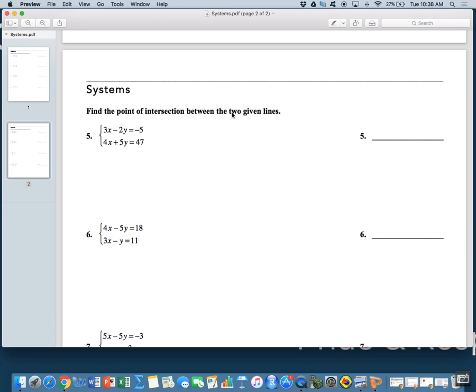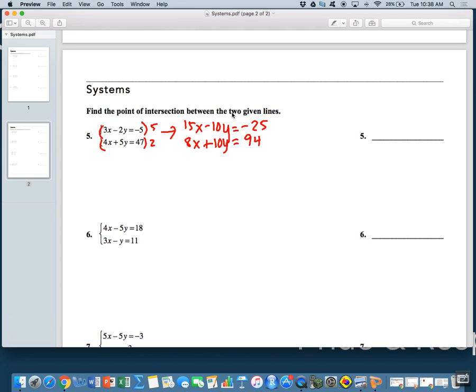Now, 2 and 5 both go into 10, so I'm going to multiply the top equation by positive 5. I'm going to multiply the bottom equation by positive 2. If you eliminated your x's, you would have to multiply by a negative, which I don't like doing, but you still could. So our top equation becomes 15x minus 10y equals negative 25. Bottom equation becomes 8x plus 10y equals 94.